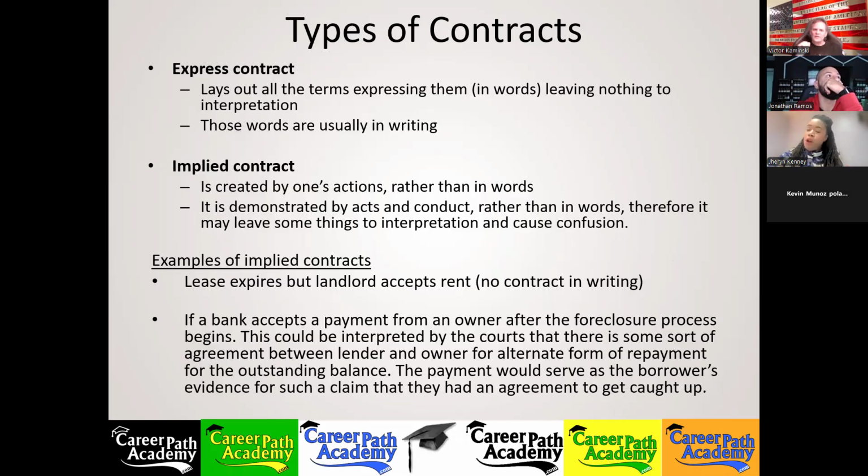At the same token, here's another example. If a bank accepts payments from an owner after the foreclosure process begins, this could be interpreted by the courts that there's some sort of an agreement in place between the lender and the owner for an alternate form of repayment for them to get caught up on the outstanding balance. So the payment would serve as the borrower's evidence for such a claim, and then the judge would dismiss the foreclosure proceeding. This is why lenders will never accept a payment from you after your foreclosure has begun.